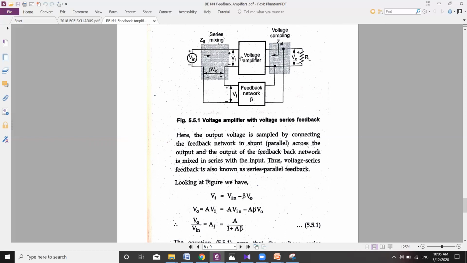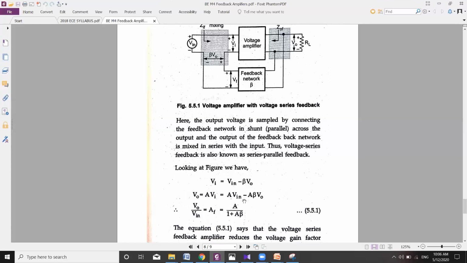That is the voltage gain of this amplifier multiplied by the input voltage. So V naught is equal to A into Vi, right? And what is Vi? From the above equation, we have V in minus beta V naught. So we substitute this over here: A into the bracket, in place of Vi we have V in minus beta V naught. If we multiply A with that, we get A into V in minus A into beta V naught.